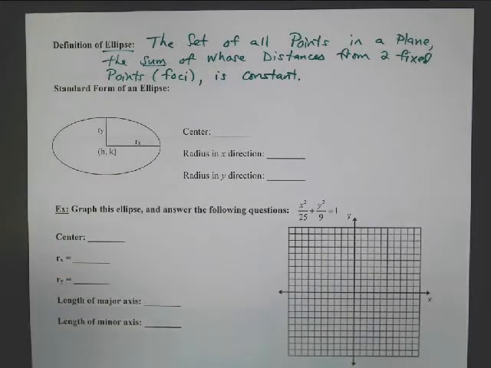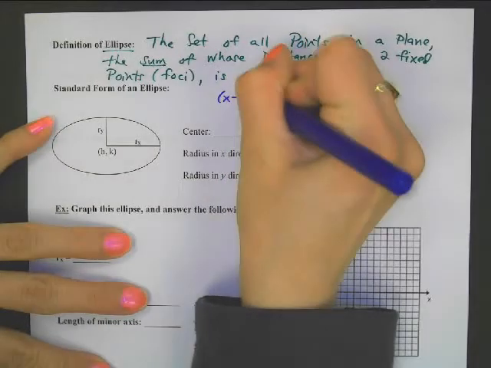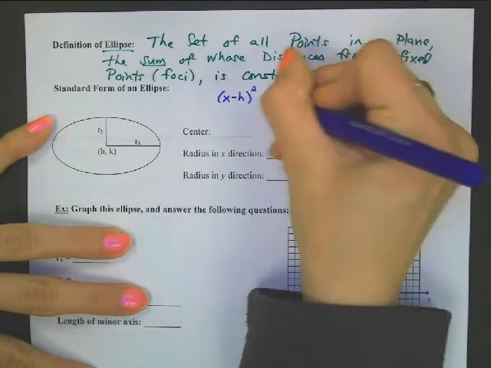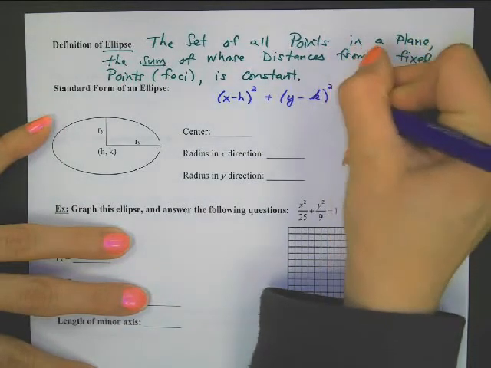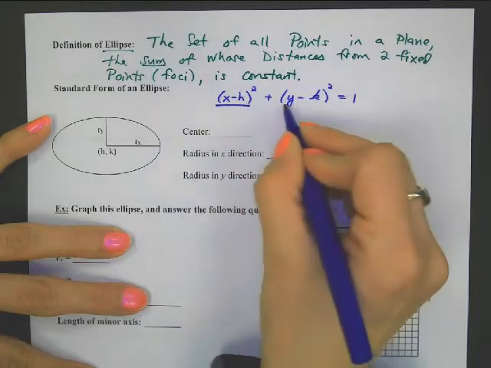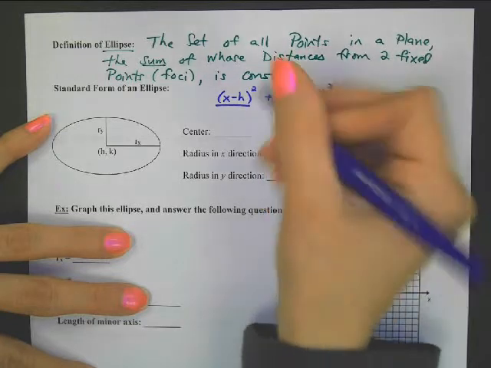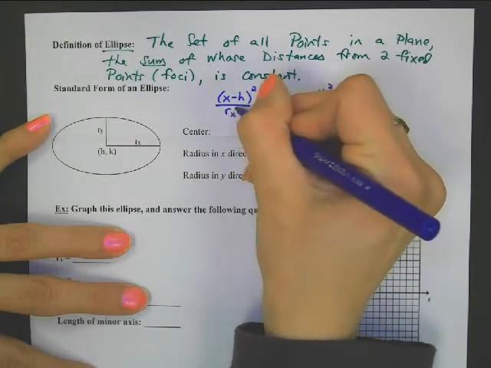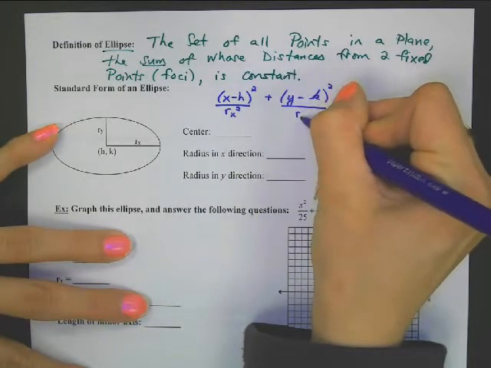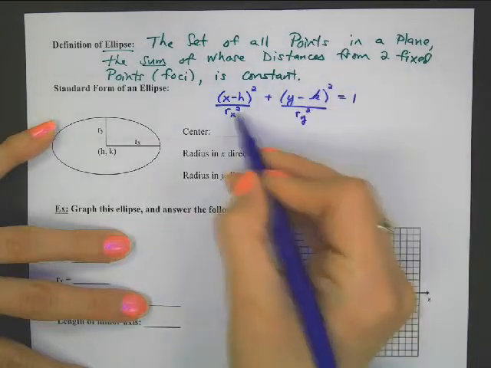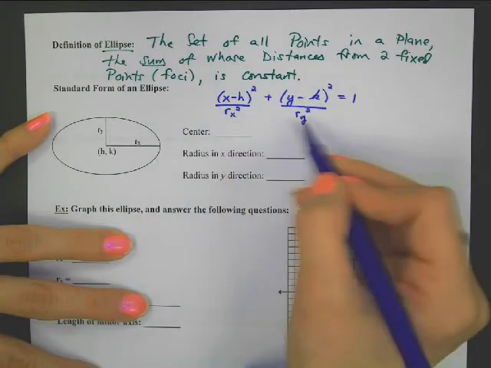So the standard form of an ellipse has an equation, and this is how it goes. We have x minus h quantity squared, so your x variable is squared, plus y minus k, the variable is squared, and this equals 1. Under each of these, usually with a circle, we have one number, but the numbers have been divided. We get r sub x squared, so there's a radius for x, and then r sub y squared. Different r's. There's a radius in the x direction and a radius in the y direction, and those are squared.